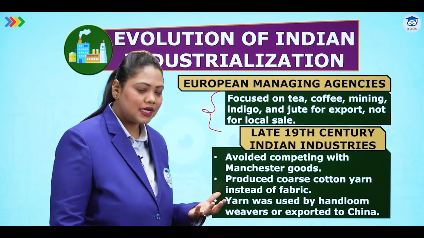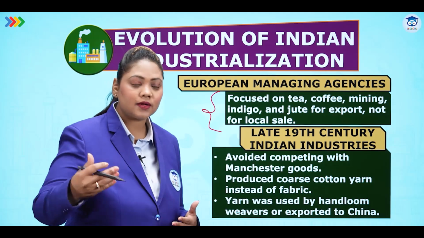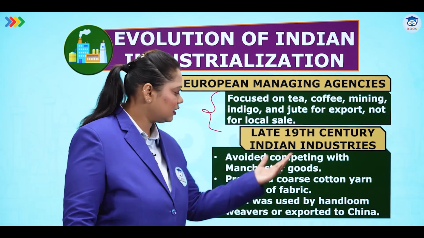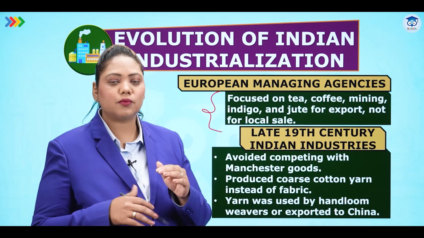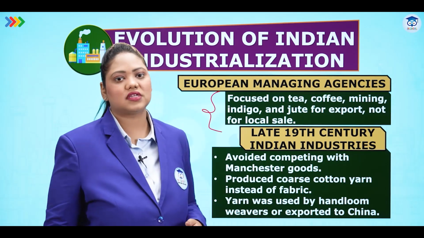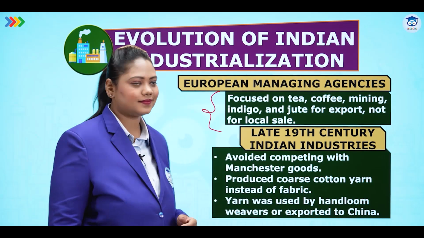So now what happened is, instead of sending out textiles, means a fully woven fabric, they started exporting yarn. Yarn means cotton threads which are supposed to change into fabric. That is called as yarn. So yarn was exported now to weavers in China.